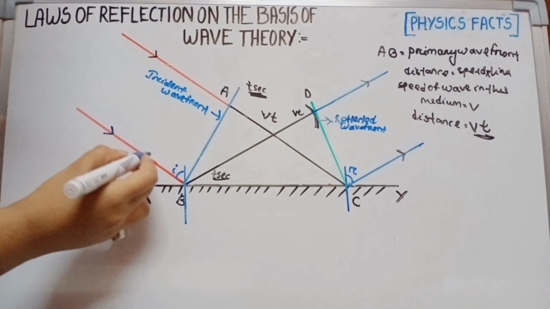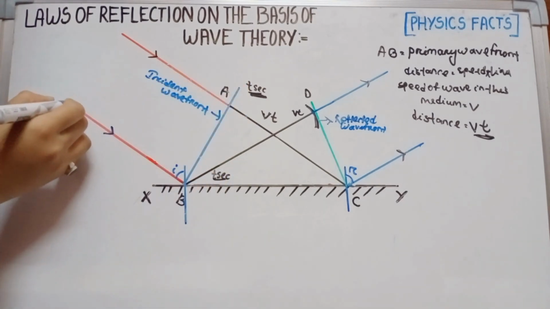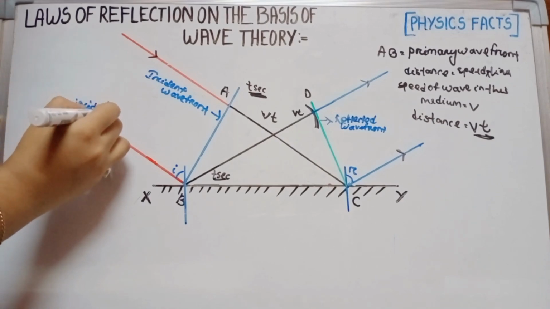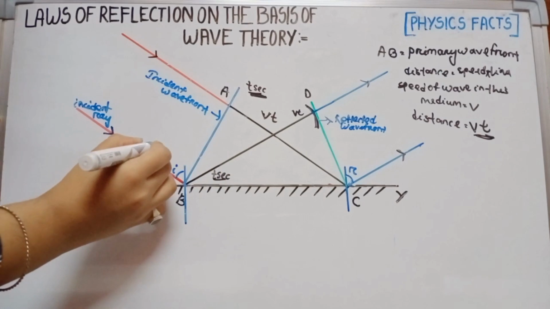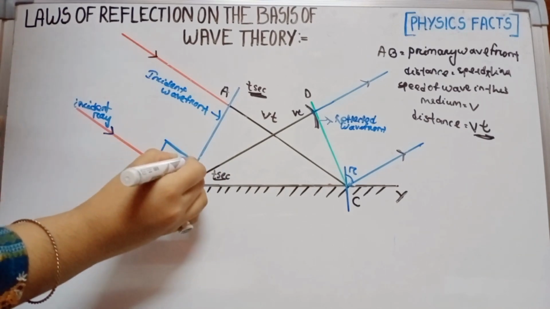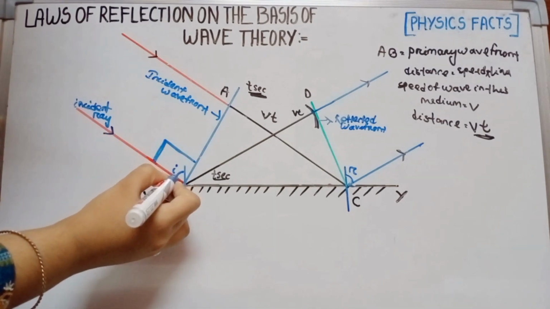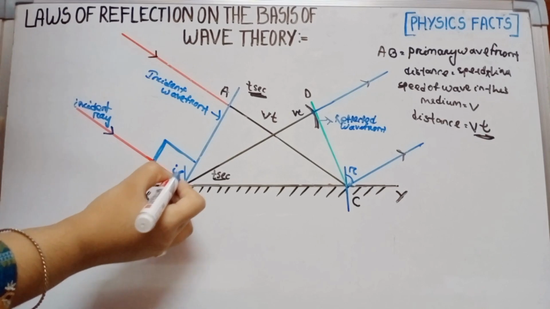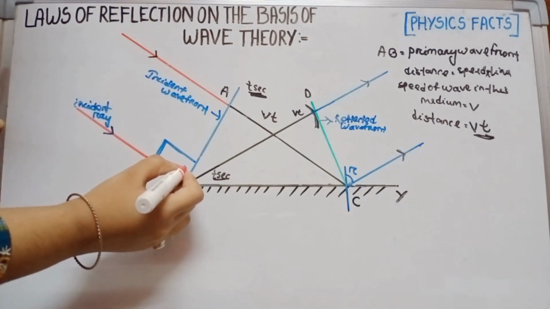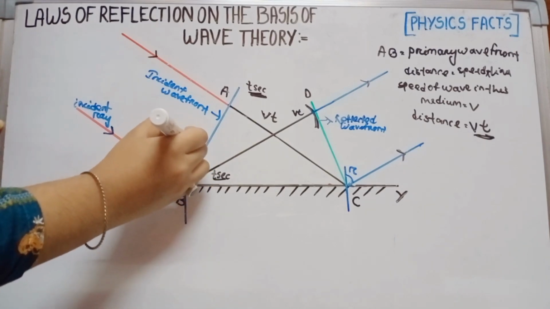This one is the incident ray and this one is the incident wavefront. So this incident ray and wavefront are perpendicular to each other. If this angle is i, the angle of incidence, then what is this angle? This angle is 90 minus i, obviously.